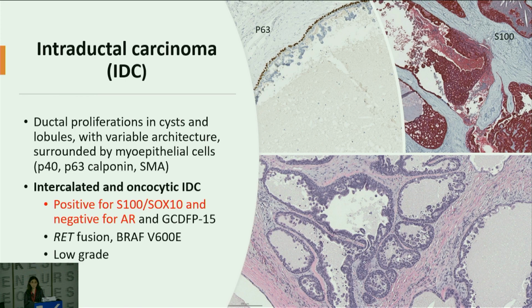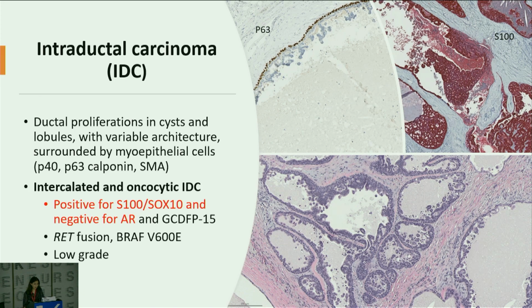Intraductal carcinoma has been called different names. Initially, it was called low-grade salivary duct carcinoma. Then the name changed to low-grade cribriform adenocarcinoma. In 2017, intraductal carcinoma was the term used for this entity. It shows ductal proliferation arranged in cysts and lobules with different architecture. It has myoepithelial differentiation, or myoepithelial peripheral cells, which can be highlighted by P63 and myoepithelial markers.